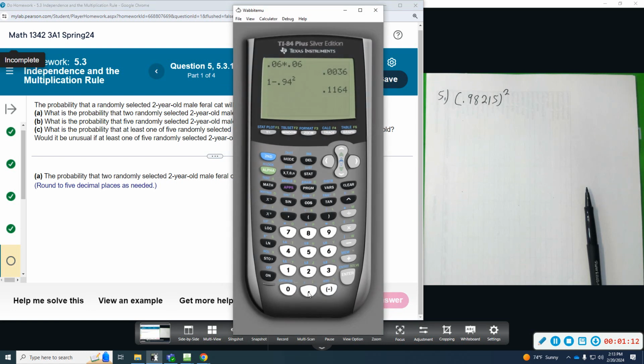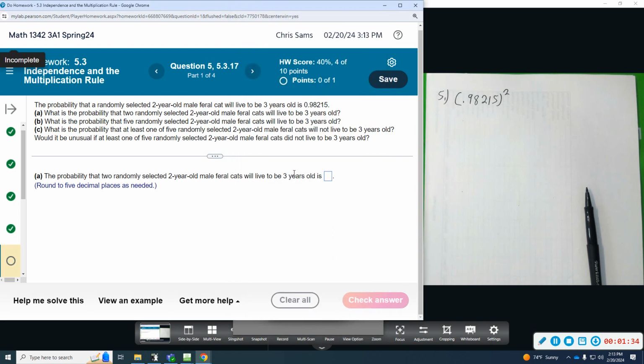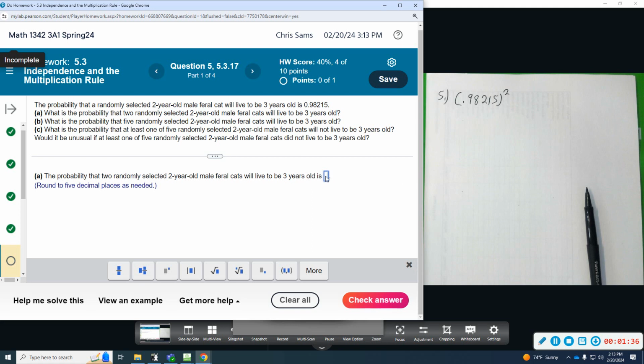So I'm going to do 0.98215, and we're going to square that. We want around 5 decimal places, so it gives us 0.96461. That's my 5th decimal place. The number behind it is 5 or more, so it's going to round up to a 2. So 0.96462.